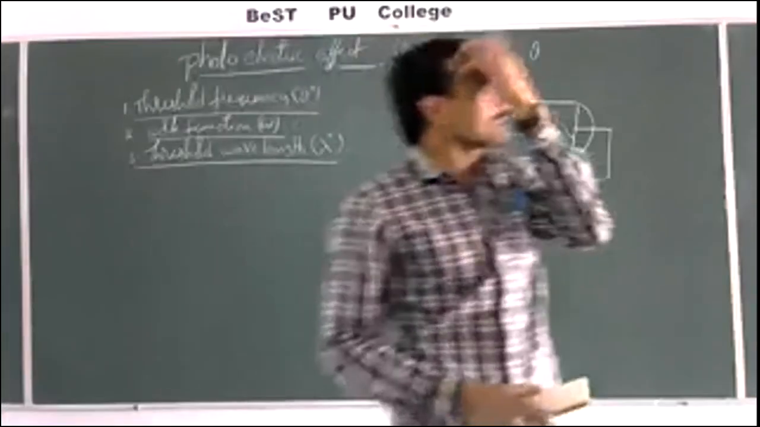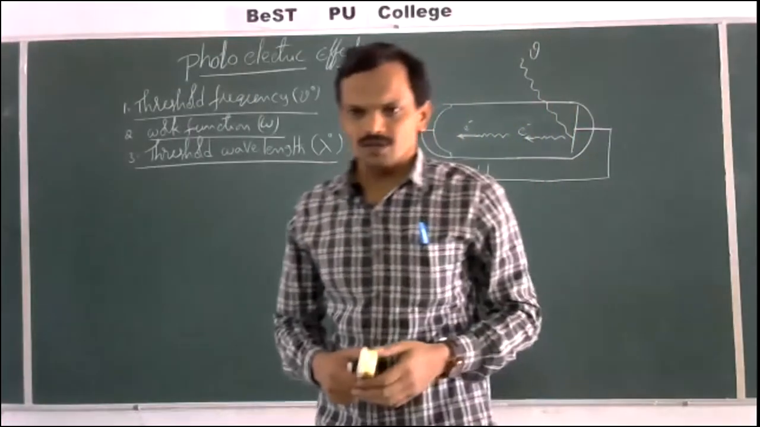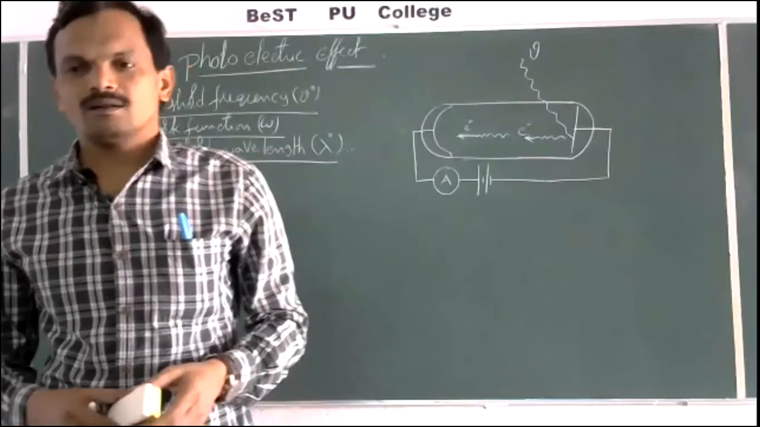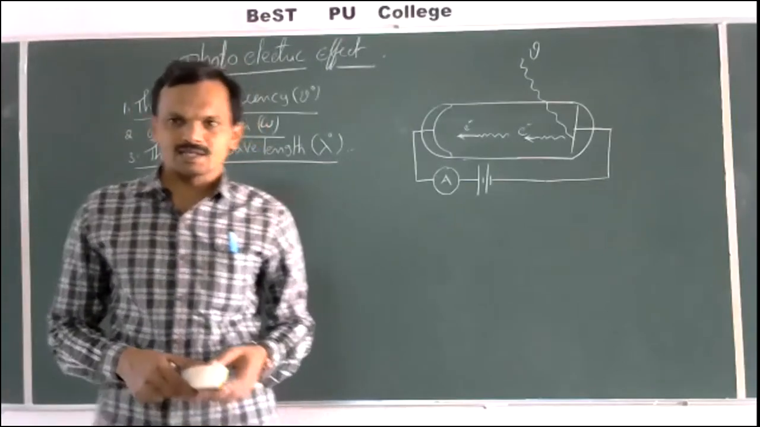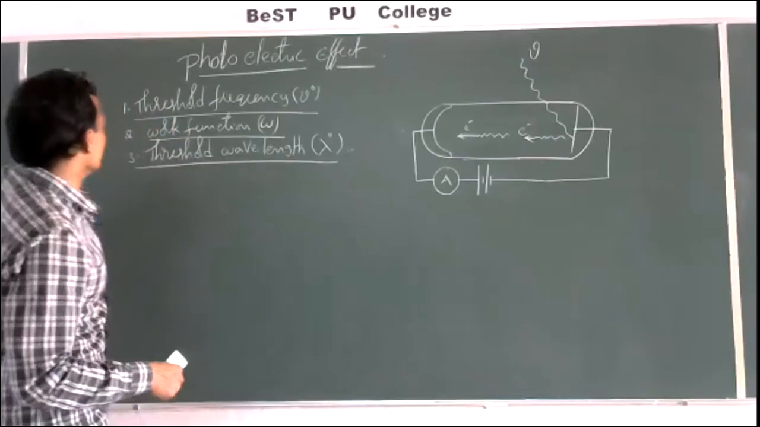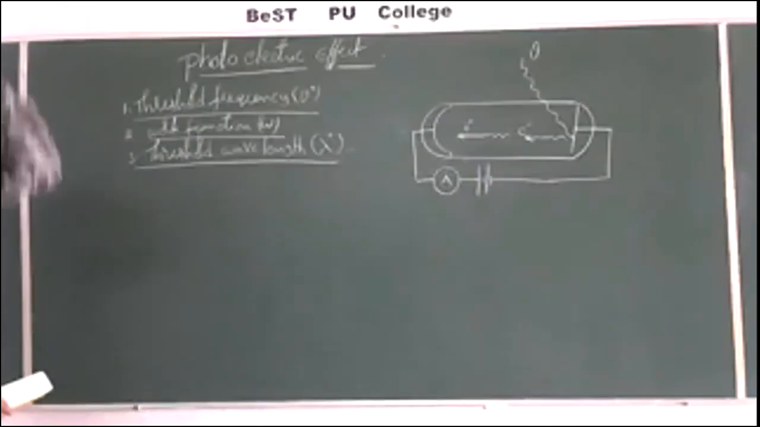Photoelectric effect is nothing but the ejection of electrons from the surface of a metal when it is radiated with light of certain minimum frequency. That is called photoelectric effect.